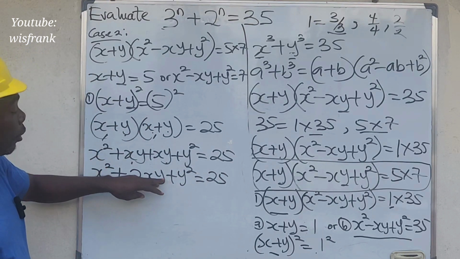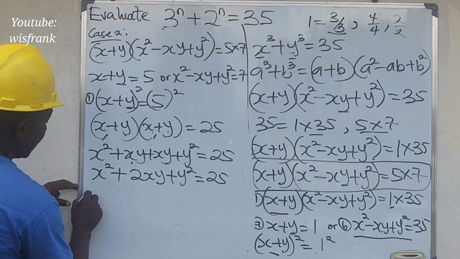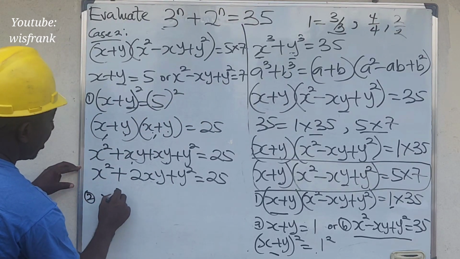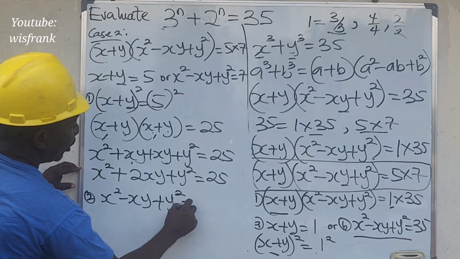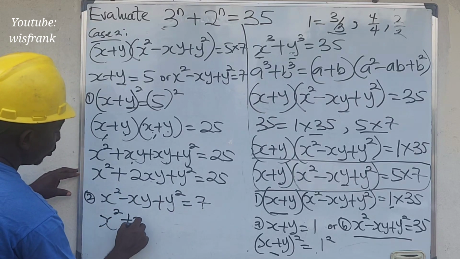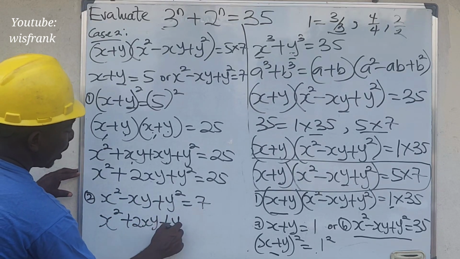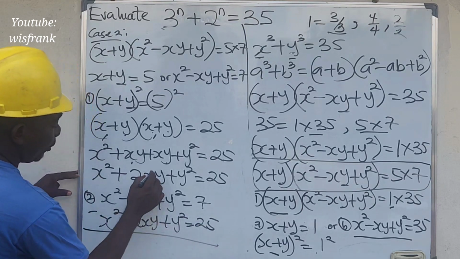So what we are going to do is subtract this from the second part, where the second part is x to the power of 2 minus xy plus y to the power of 2 equals 7. So subtracting x to the power of 2 plus 2xy plus y to the power of 2 equals 25. We subtract that from the first one.